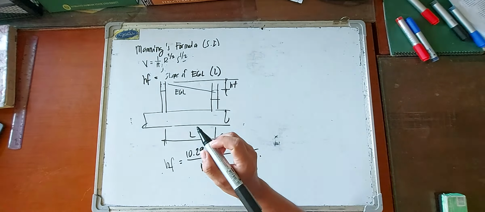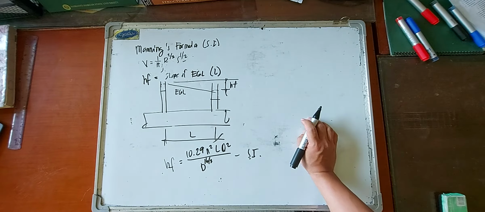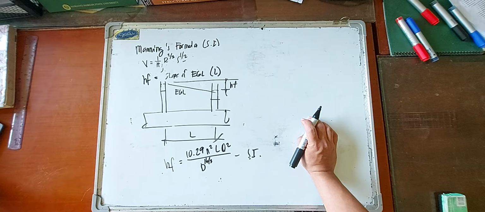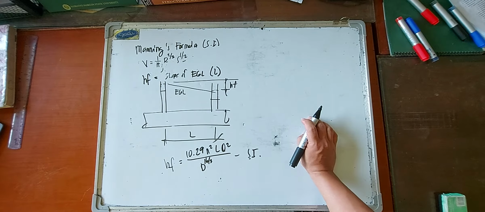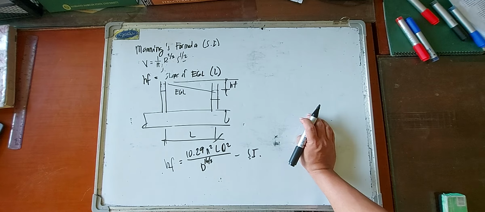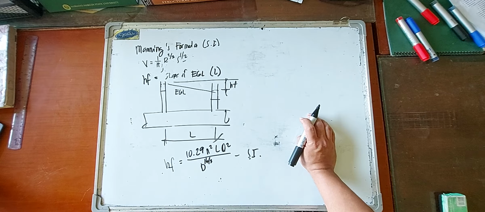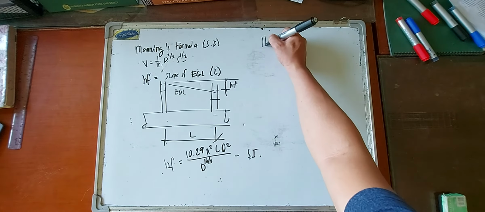Again, the Manning's n is given in your modules. That is dependent on the material of the pipe. Yan. Ang nakalagay dyan sa module ninyo ay meron siyang minimum and maximum, no? Because of several experiments, ito yung range ng values ng Manning's n. So you can use either the minimum, maximum, or in between values. Okay. And then the last would be the Hazen-Williams.